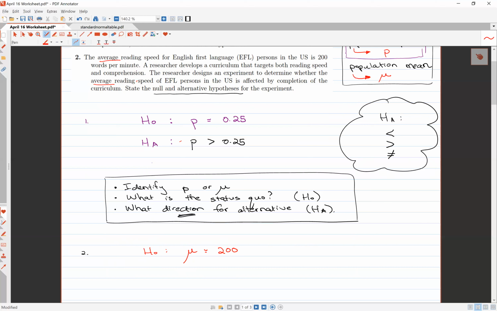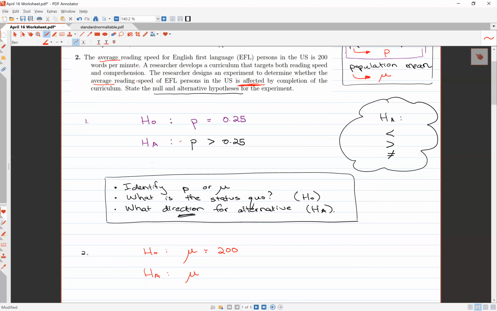Then what should our alternative look like? That's the next thing to establish. Is it going to be greater than, less than, or not equal to? Well, what does the researcher believe the curriculum does? Conceptually, the problem says it's targeting reading speed and comprehension. But if you look at what the researcher is designing the experiment to do, the experiment is just designed to determine if reading speed is affected by it. It's not saying reading speed will increase. It's not saying reading speed will decrease. It will just say is affected by.